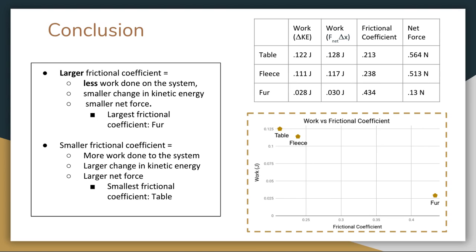A smaller frictional coefficient indicates a smaller resistive force to be overcome by the energy put into the system, so the system will have a larger net force.